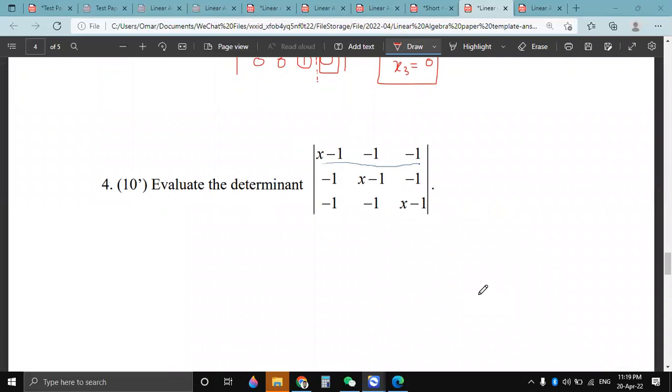Guys, can you all understand how we solve this? Yeah, I will record this and upload. You don't worry.